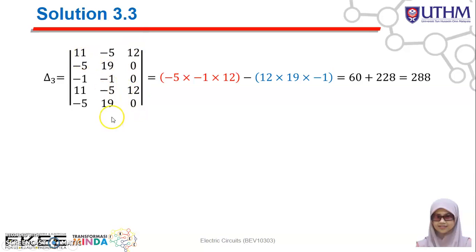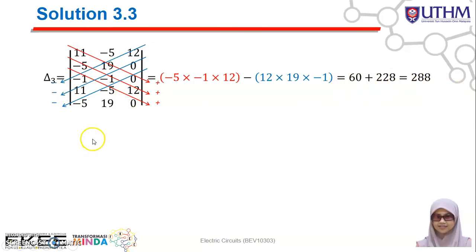Alright, then based on this, we need to find the determinant value. So 11 multiplied with 19 multiplied with 0 is 0. So here negative 5 multiplied with negative 1 multiplied with 12. So I'm getting 5 multiplied with 12 is 60. Right, minus 12 multiplied with 19 multiplied with negative 1. So which is 228. Okay, sorry, negative 228. Okay, so this is minus 0 and minus 0. So finally 60 minus negative 228 becomes 60 plus 228 equal to 288.